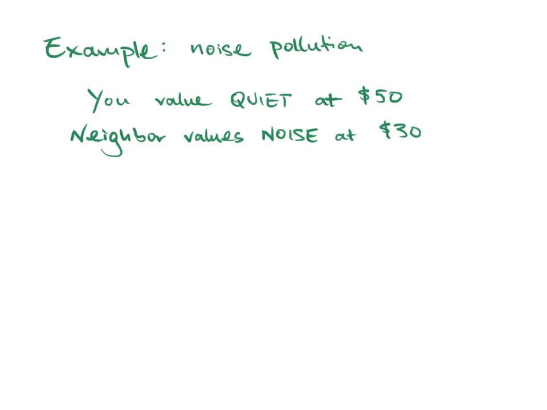Now imagine the situation is that you value quiet, and your neighbor values noise at $30. Now, what is socially optimal? Should we allow the noise or not allow the noise? Society will be happiest in this case if there's peace and quiet, correct? So that's what's socially optimal. Being quiet is socially optimal.